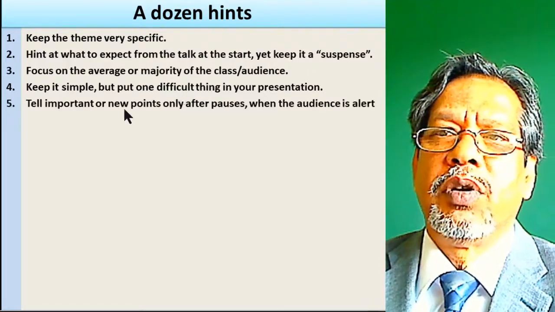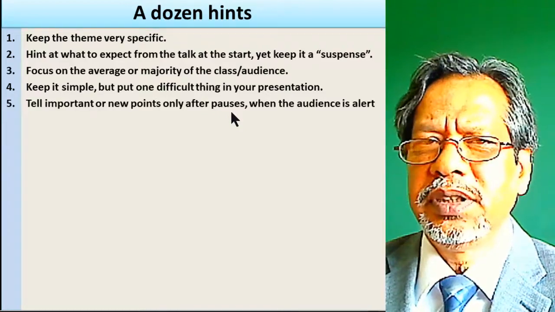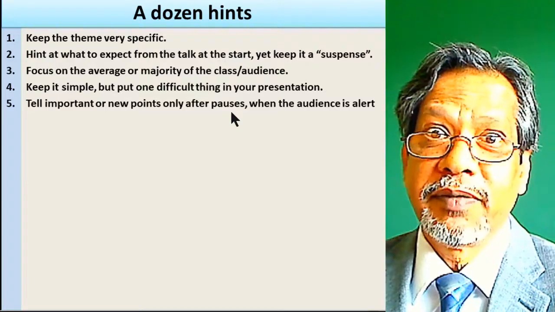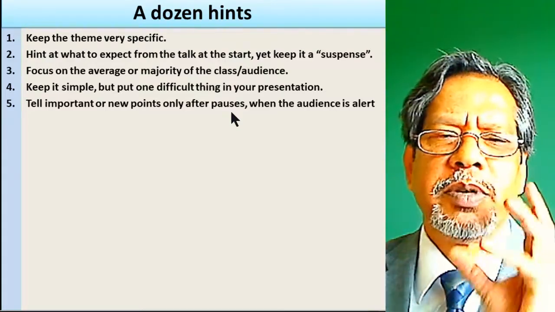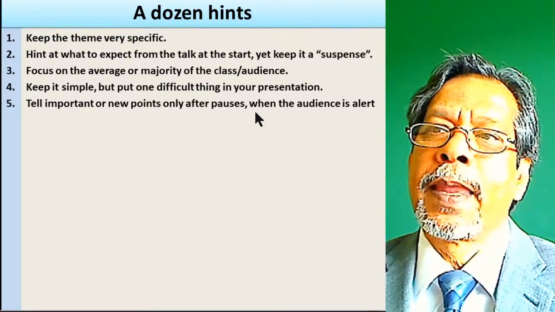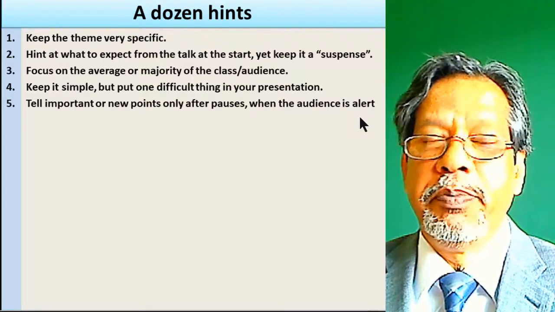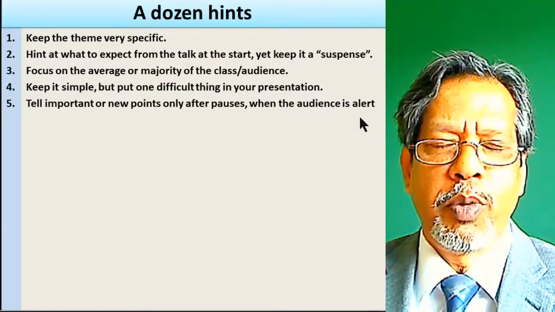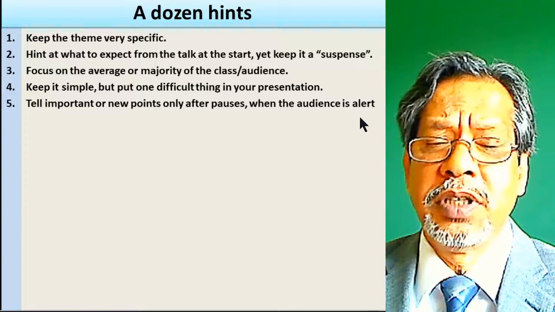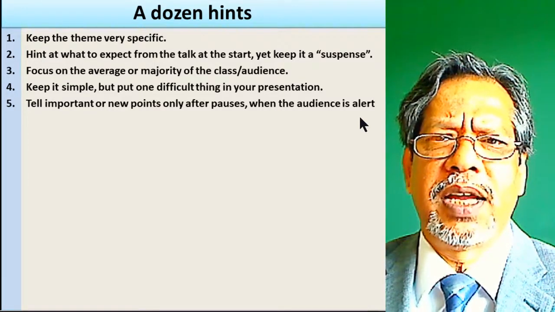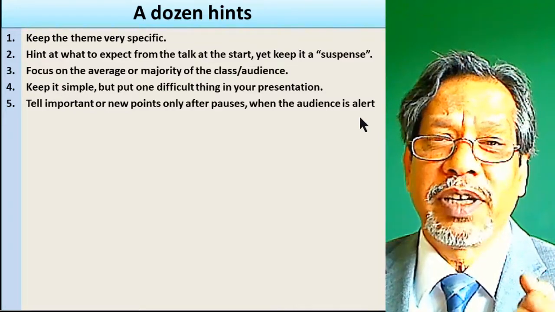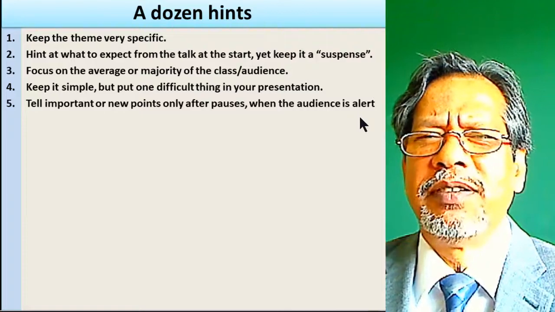Tell important or new points only after pauses. You see that I'm giving pauses once in a while or telling something, a short story or something. Then I'm telling something very important. What happens is that it relaxes people's mind. Then they are ready to absorb something new. Okay? When the audience is alert, in the beginning, tell a lot of important things so they remember. Some of the things you may have to repeat through examples, things that they must understand from your lecture. You may have to repeat through statements, through quotes, through examples, through demos. That point should not be missed.